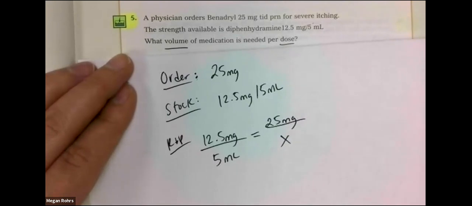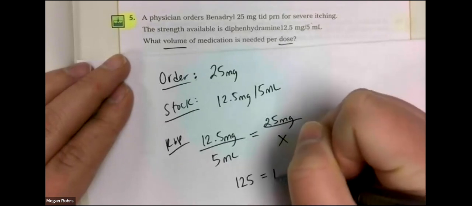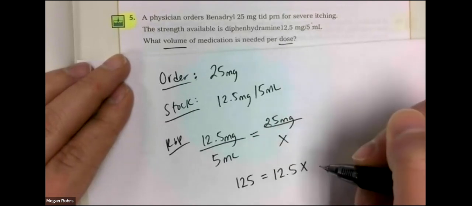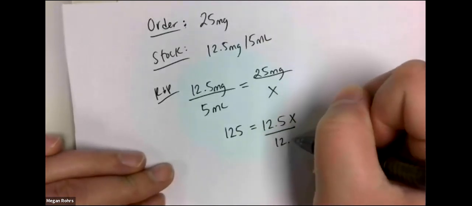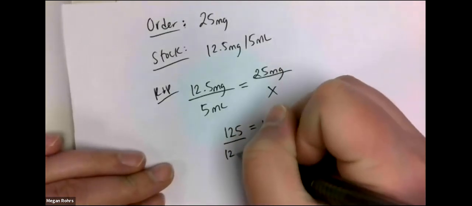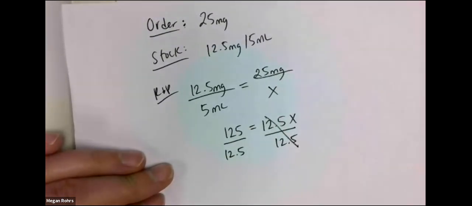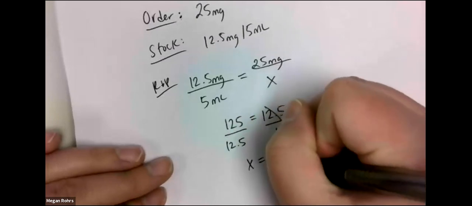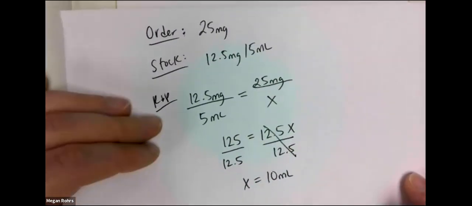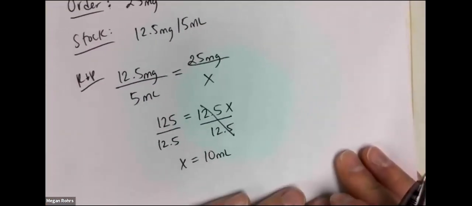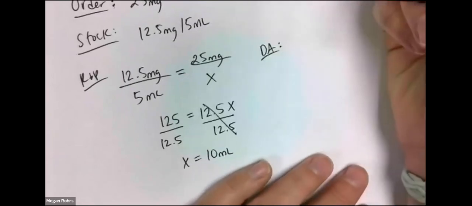So 25 times 5 gives us 125 equals 12.5x. To solve for x, I need to divide by 12.5. And I am left with 10 milliliters. Now I'll go through dimensional analysis just so we can make sure that we are getting this process.